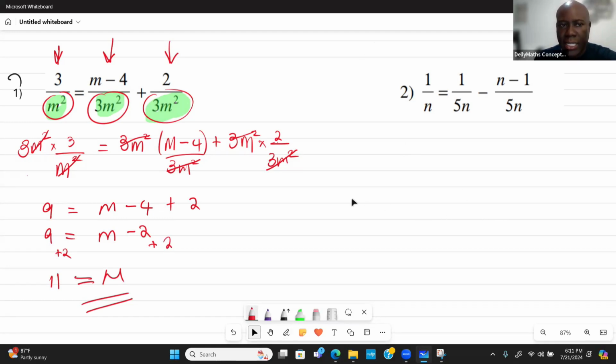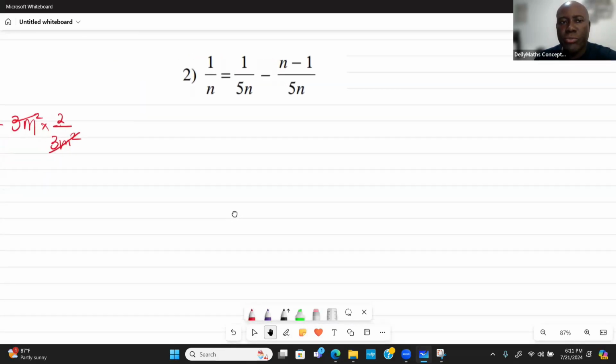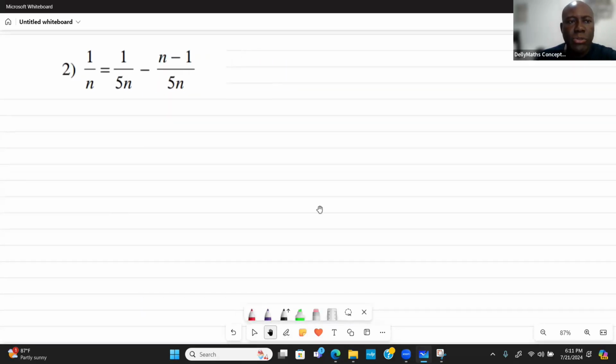Let's take a look at the second example here. All right, so for example 2, I realized that my denominators are as follows: I have m, I have n, I have 5n, and then 5n again. The intention is to get rid of those denominators. I will use a term here that n can go into, as well as 5n.